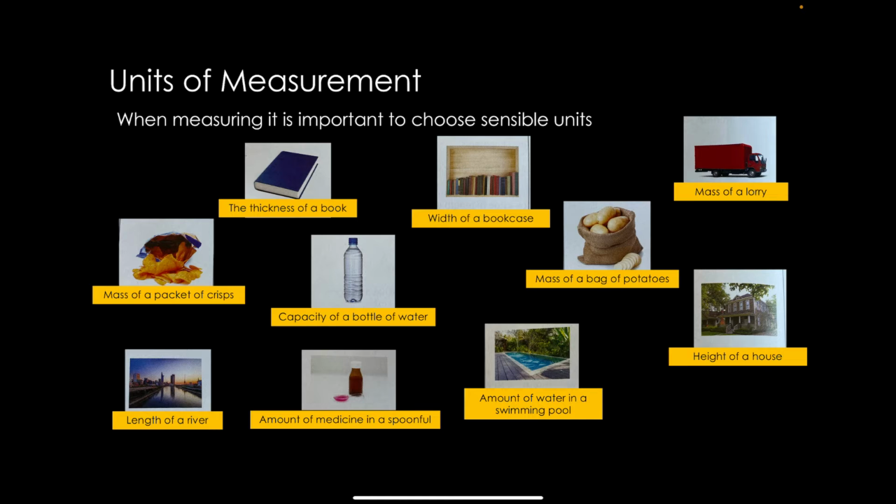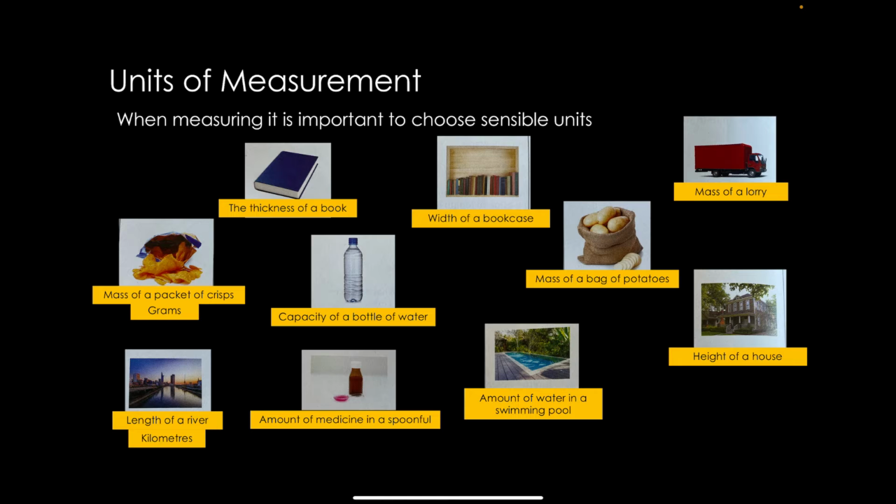Okay, so let's go through some of them then. So the first thing we've got is the mass of a packet of crisps. The mass of a packet of crisps would be weighed in grams, okay? It's not small enough to be weighed in milligrams, which would be really small, like tablets and things like that. So we would measure it in grams.